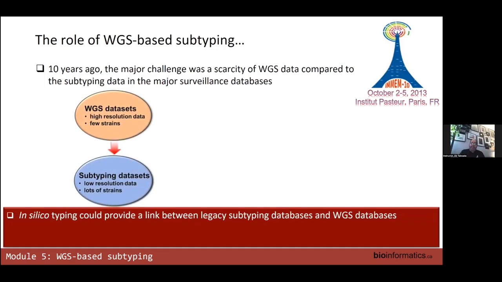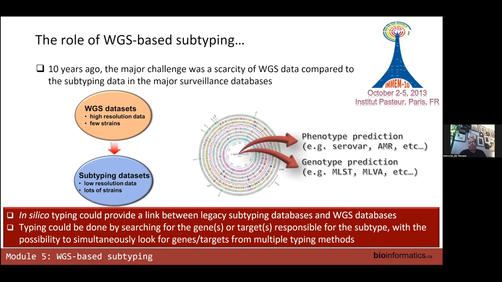So the whole idea at the time was, we have WGS, which is awesome, but we don't have a lot of it. We also have these subtyping databases, which have a lot of data in them, but we know those methods are not the greatest. So the idea was, can we bridge those together through in silico typing? Because at the end of the day, a lot of these methods, whether phenotypic or molecular, can ultimately be tied to changes in the DNA. Therefore you have the opportunity to search the WGS data for the targets upon which these various molecular typing methods were based, and infer the type based on the findings of these in silico searches.